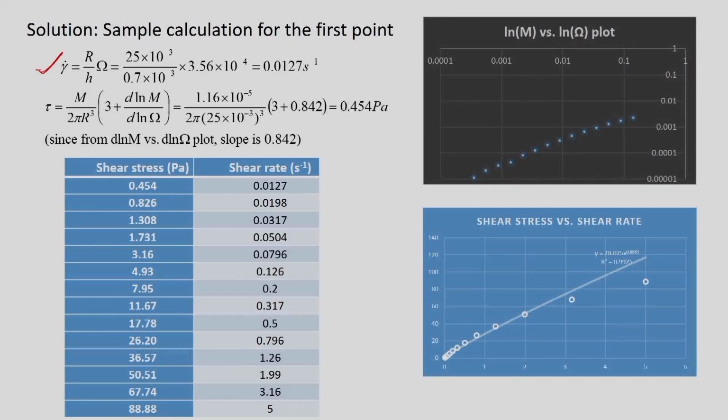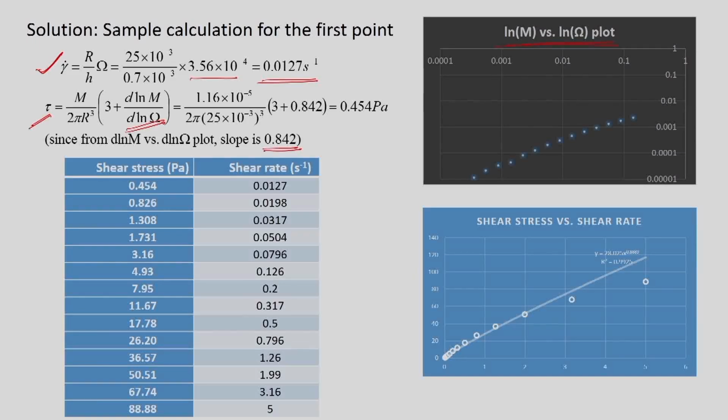Gamma dot at capital R, now we are looking at the edge. So, at r equal to capital R, gamma dot is equal to R by H times omega. Then R is 25 mm, H is 0.7 mm and omega for the first data point is 3.56 into 10 power minus 4 radians per second. When you simplify this, you get gamma dot as 0.0127 second inverse.